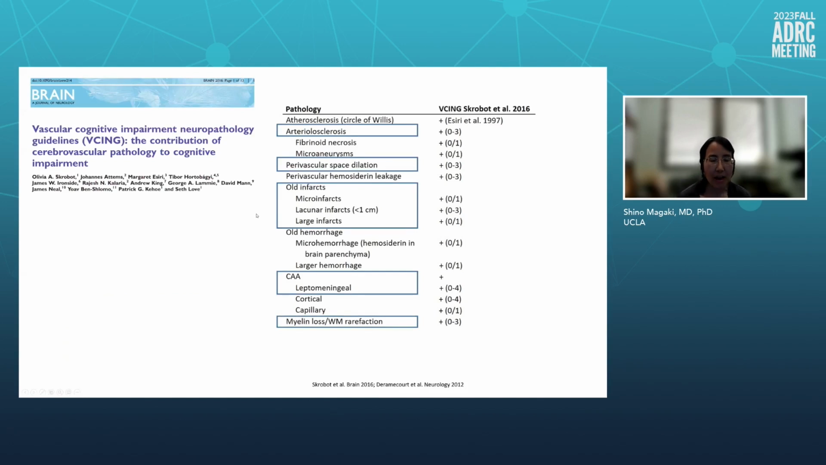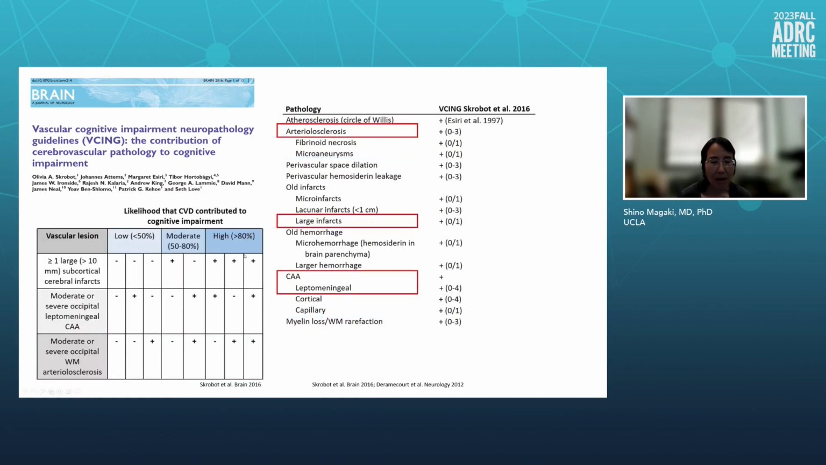So they found that 7 pathologies predicted cognitive impairment, including arteriolosclerosis, perivascular space dilation, each type of infarct, leptomeningeal CAA, and myelin loss, and came up with a model using 3 of these: moderate to severe arteriolosclerosis, moderate to severe leptomeningeal CAA, as well as a large infarct, to come up with a low, moderate, or high likelihood that the vascular pathology contributed to cognitive impairment, with a greater weight given to the infarct. And we found this quite helpful in our non-routine autopsy examination in attributing cognitive impairment to the vascular pathology that we see.